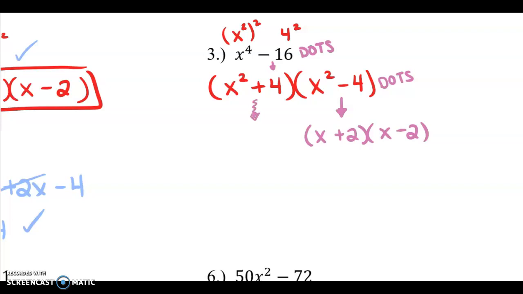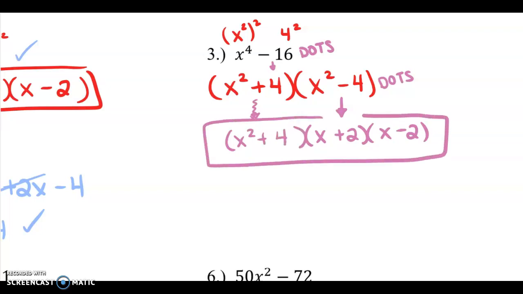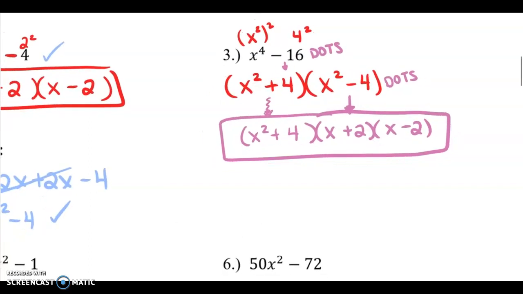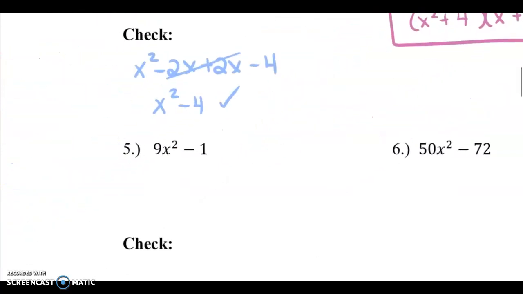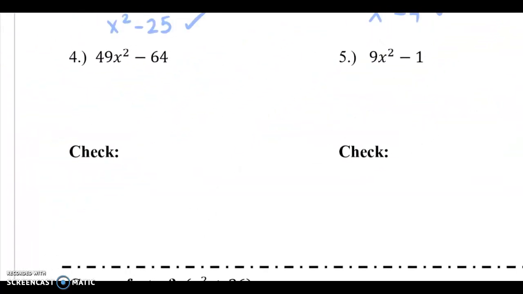Okay, so if I bring that one down, it doesn't matter the order you write it in. Your parentheses can be in any order that you want, but the x squared plus 4 stays there somewhere, then x plus 2, x minus 2. All right, and you can FOIL that out to check, but I don't want to waste too much time doing that. These are a little bit different.